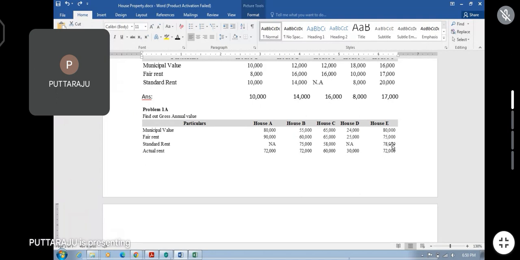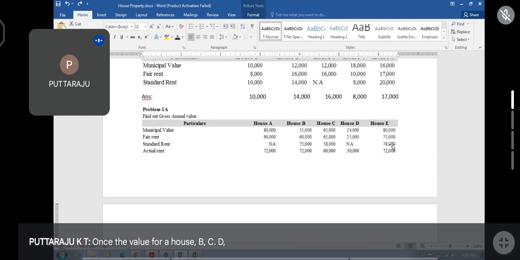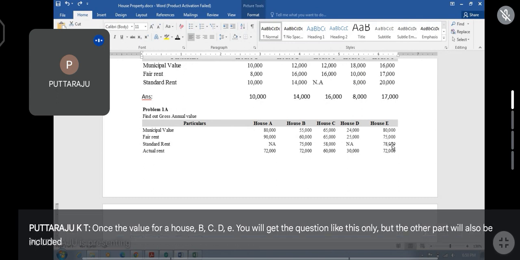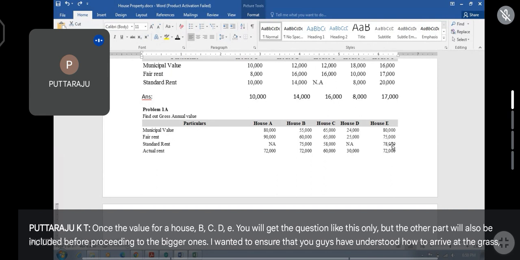What's the value for house B, C, D, E? You will get the question like this only, but the other part will also be included. Before proceeding to the bigger ones, I wanted to ensure that you guys have understood how to arrive at the gross annual value.